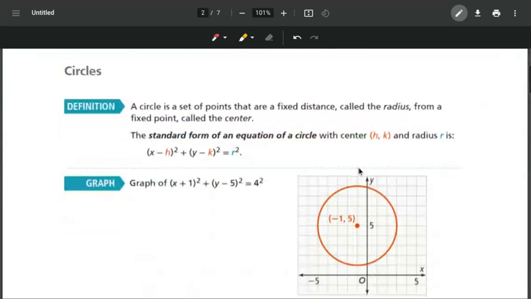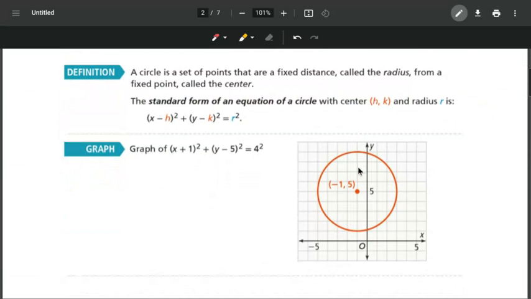So here we go. The first thing you need to know is the standard form for an equation of a circle. Make sure you have this written down somewhere, because this is the key piece of information for today's lesson. Standard form of a circle is (x minus h) squared plus (y minus k) squared equals r squared.